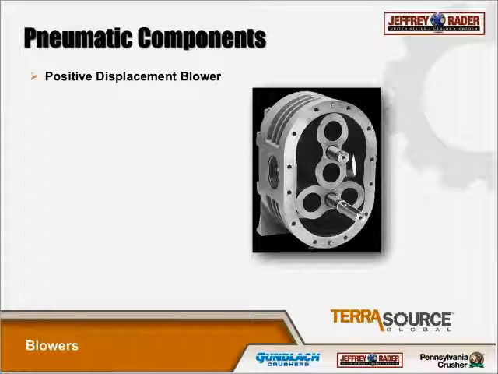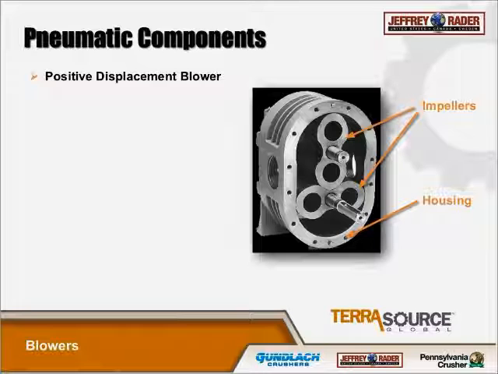The positive displacement blower is going to deliver a constant volume of air. Inside that blower, you have impellers rotating at close clearances to the housing for maximum efficiency. There's the housing. Over time, those clearances are going to increase, which reduces the efficiency. You might have to rebuild the blower at some point.